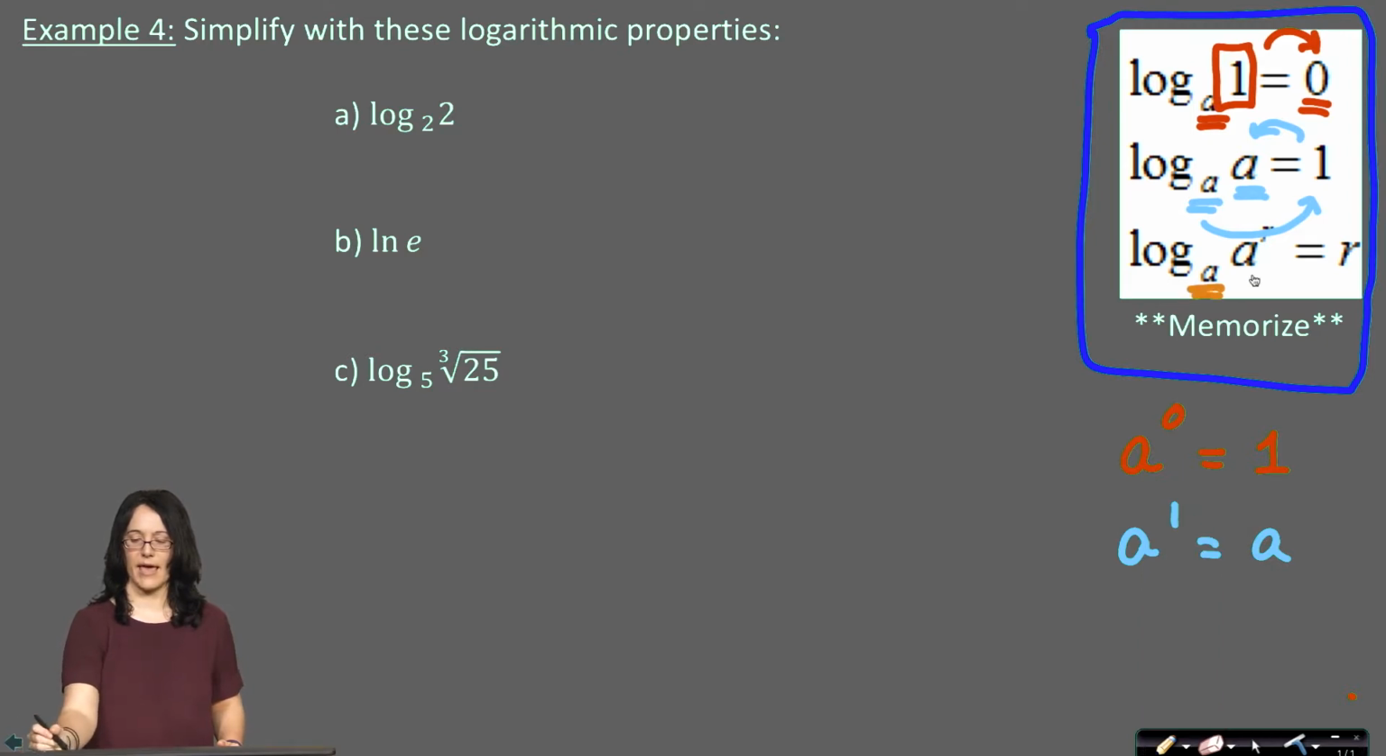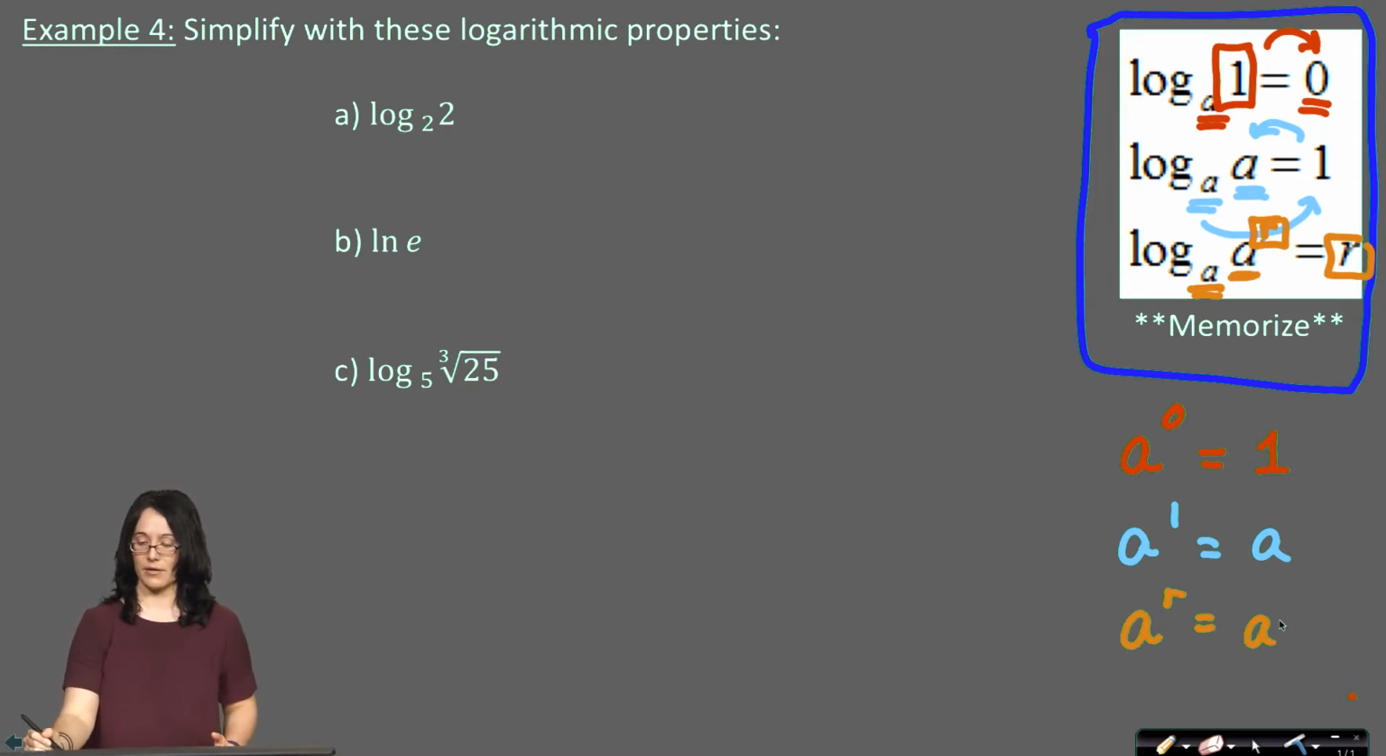If I have a as my base and a to the r as my argument, the answer has to just be the exponent. So if your base and your argument match, but there's an exponent there, the answer is just your exponent. You can see why that happens. Switch again, you'd have a to the r equals what? Well, it has to equal a to the r. So that means that these have to match. That's the only way that would work.